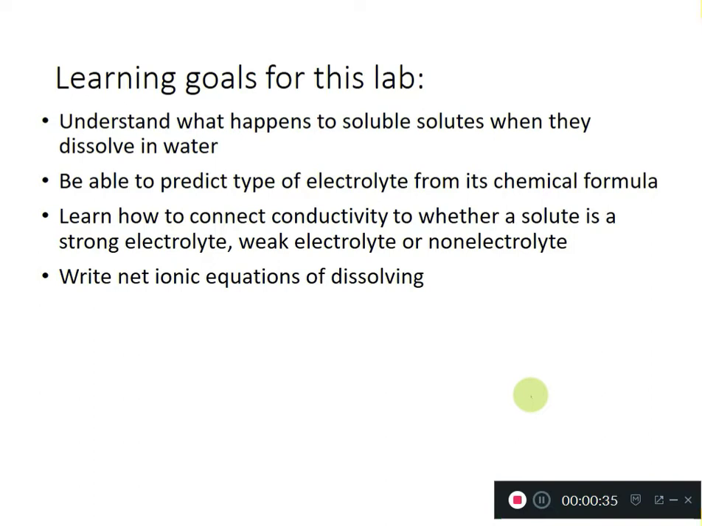So being able to relate the chemical formula to the compound type, and the compound type to what we expect the electrolyte activity to be, and connecting conductivity to electrolytes. So what does the conductivity measurement have to do with being an electrolyte? And finally, we want you to be able to write some net ionic equations of dissolving. You'll also be starting off practicing making some graphs in this lab.